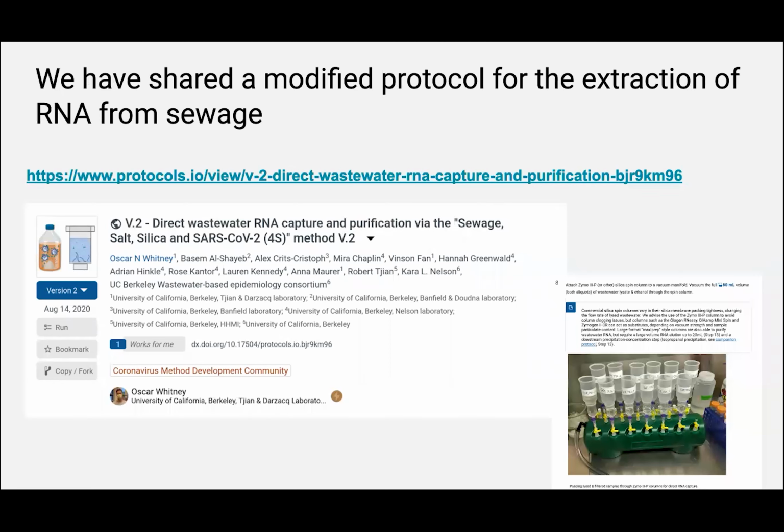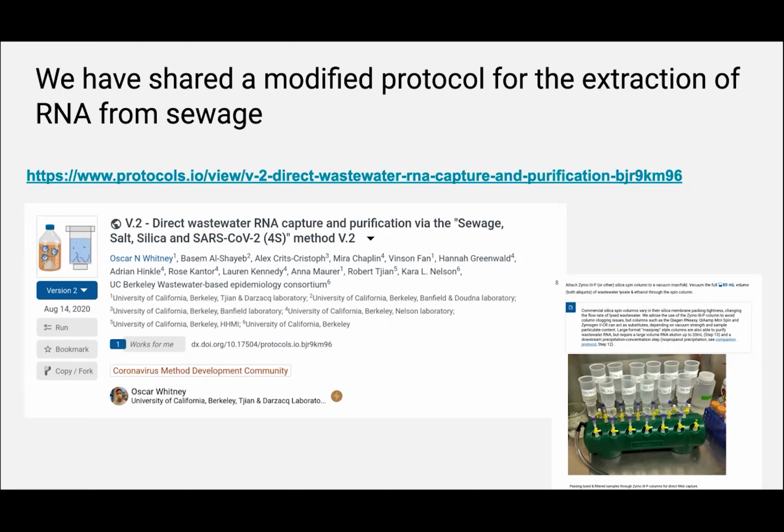We've since published this protocol because it's really the only one out there like it at the time, online in protocols.io, and there'll soon be a publication describing how it performs compared to other methods. You can go check out this protocol here. It was really developed, pioneered by graduate student Oscar Whitney as part of our group.